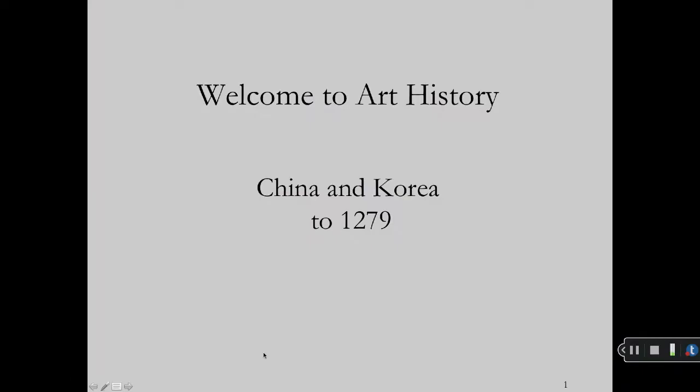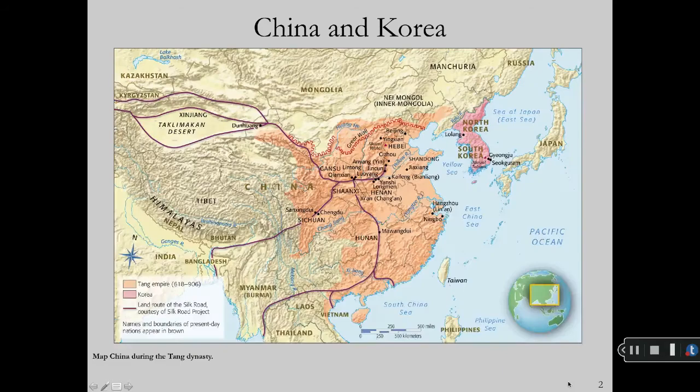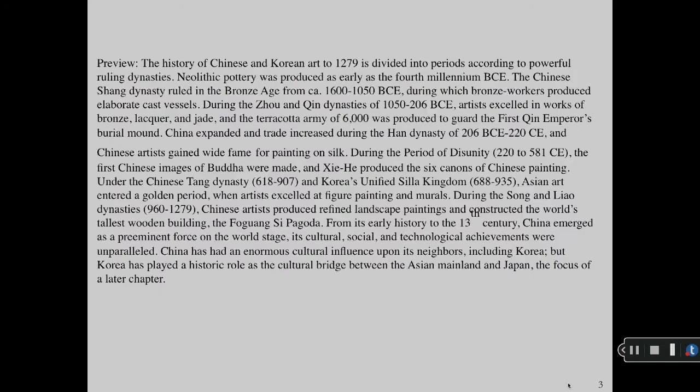Welcome to Art History, China and Korea, 12 to 1279. Map of the Tang Dynasty. The history of Chinese and Korean art to 1279 is divided into periods according to powerful ruling dynasties.